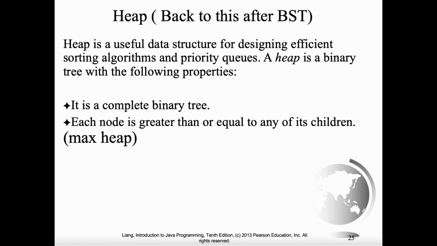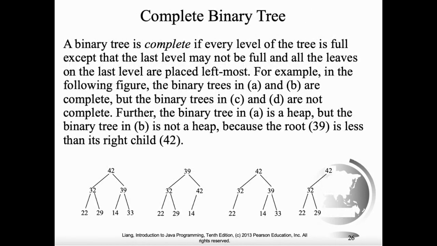So let's see what we mean by a complete binary tree. Look at the examples at the bottom of the page. The first one is a tree that has levels 0, 1, 2, and in every level, all the possible nodes are available. So it's a completely complete tree. So this is a complete binary tree. Is it a heap or not? It has two properties.